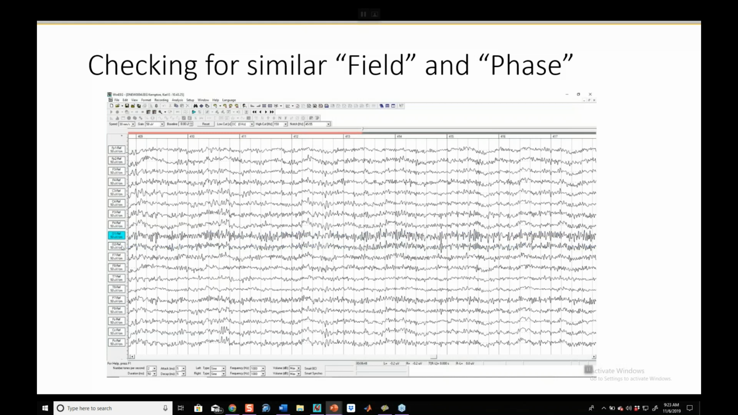They match. And so muscle artifact is not going to match. That is to say, real muscle artifact will not have similar field to surrounding electrodes, nor will it have similar phase. They won't match if it's fake, and they will match if it's real.